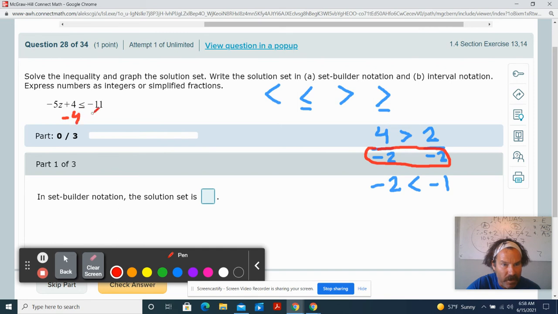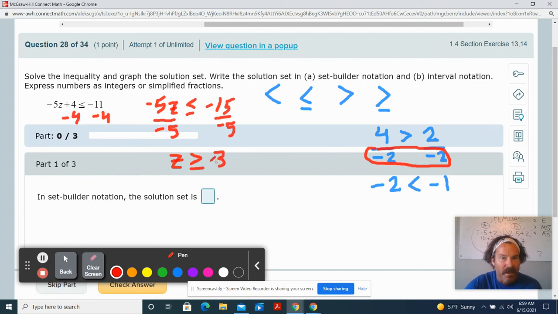I'm going to subtract 4 on both sides. That doesn't flip anything. I have negative 5z less than or equal to, and negative 11 minus 4 is negative 15. But when you divide both sides by negative 5, you have to remember to flip this inequality sign. So it's now greater than or equal to, and negative 15 divided by negative 5 is 3. Okay, so this is our answer.